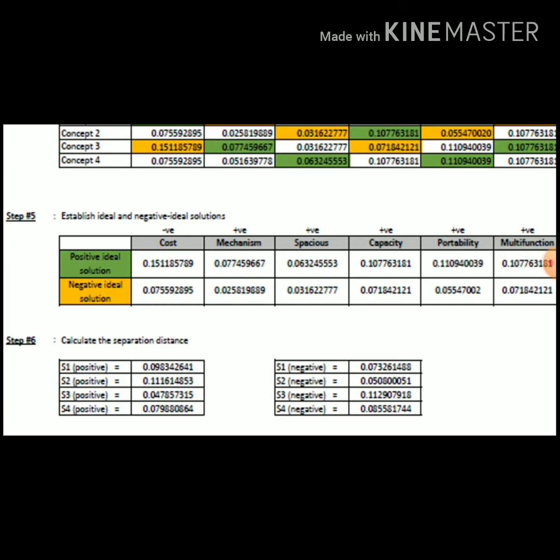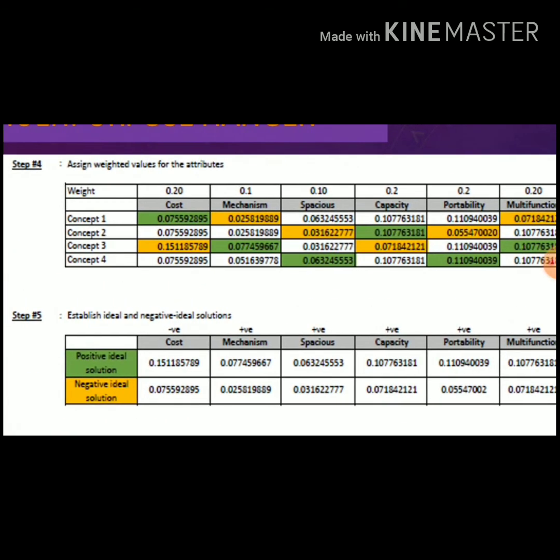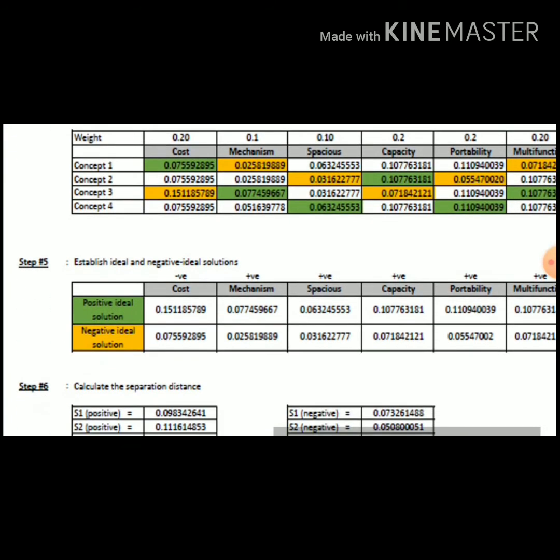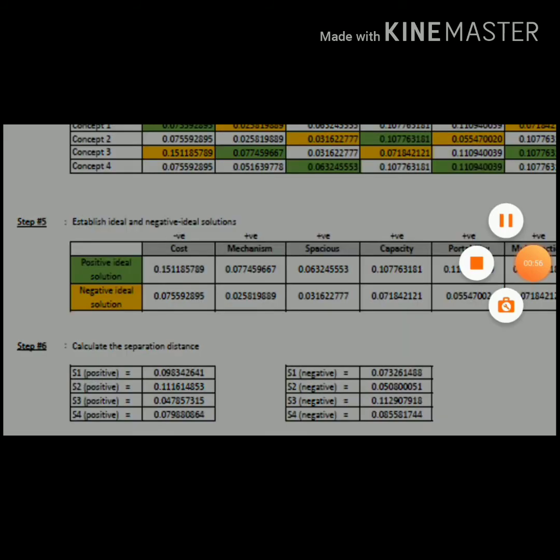So speaking of that, step number 5 has to be linked up to step number 4. I have put in colors: green represents the positive ideal solution in step number 4, and amber represents the negative ideal solution. So putting in the values and tabulating them, we have step number 5, as easy as that.